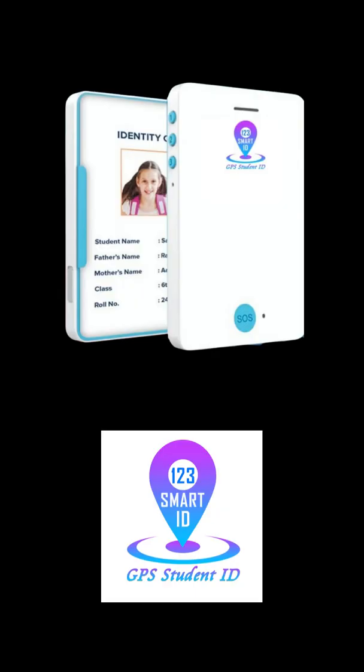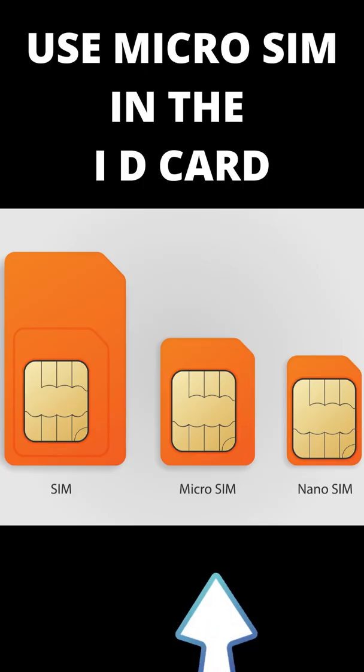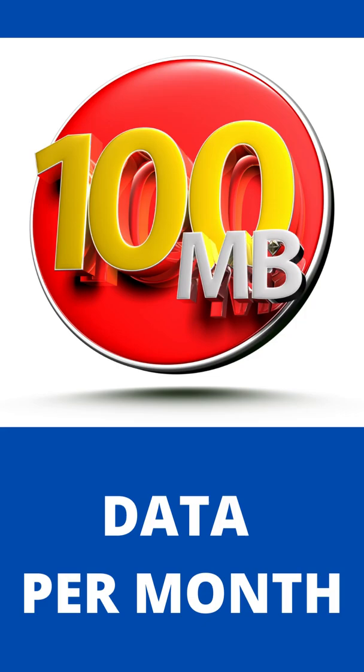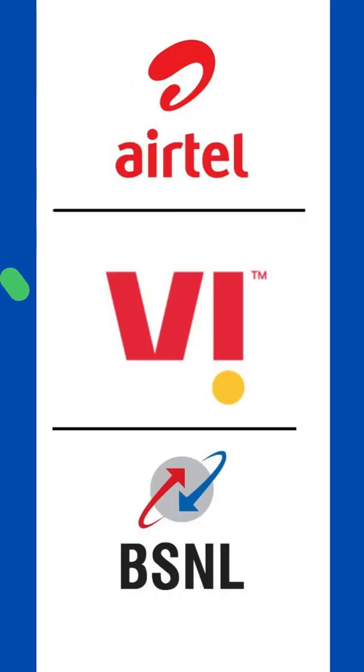Our 123 Smart ID card device works on a 2G network only. We can use the current SIM that we use in our mobile phone; the same can be inserted in the ID card also. It consumes only a maximum of 100 MB data per month. Except Jio we can use any network, because Jio starts from 4G only. We can use Airtel, Vodafone, BSNL.